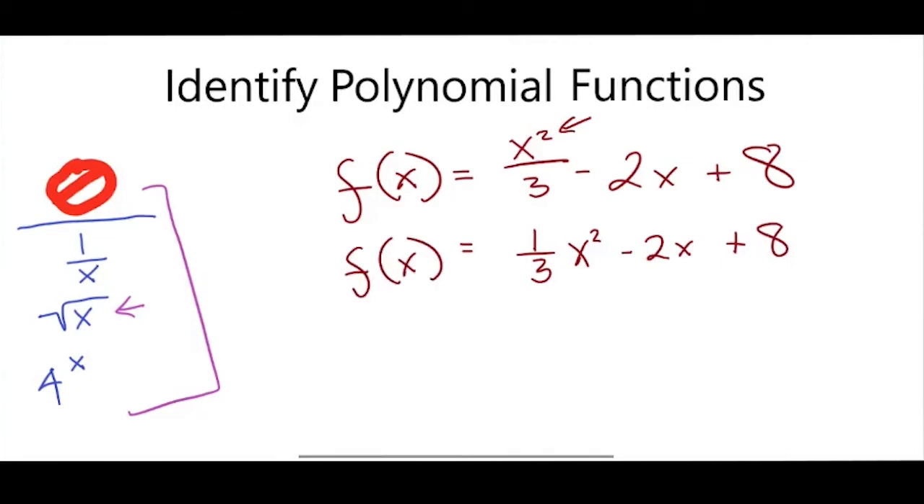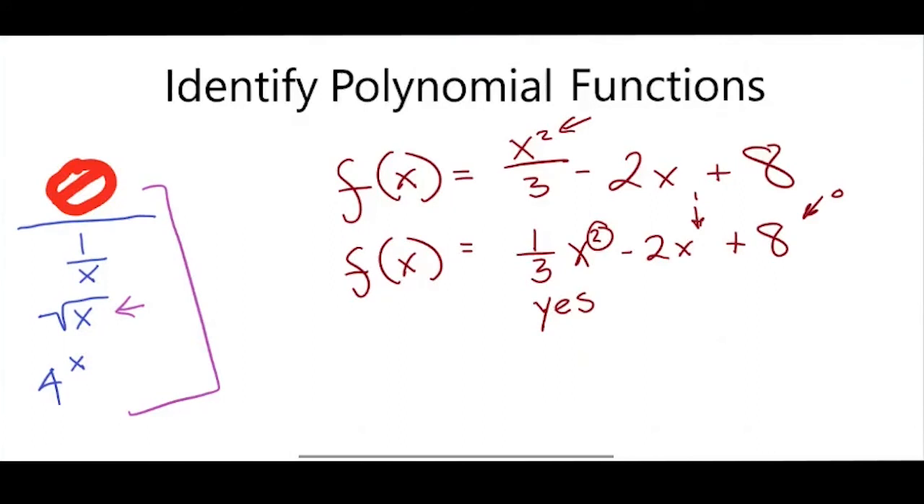Well, I have x to the second power, x to the first power, and x to the 0 power. So I would say, yes, this is a polynomial function because it doesn't break any of the rules. The x is not on the bottom of a fraction. The x is not in a radical, and the x is not an exponent itself. So I can say that yes, this is a polynomial function. All right, and now I've written it in standard form.